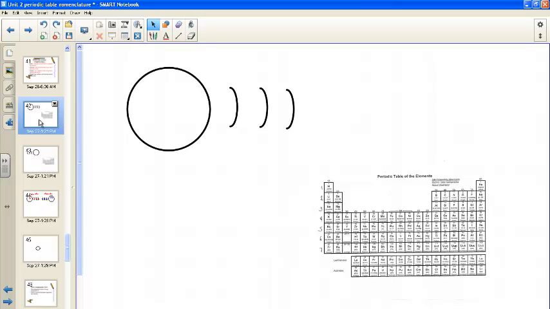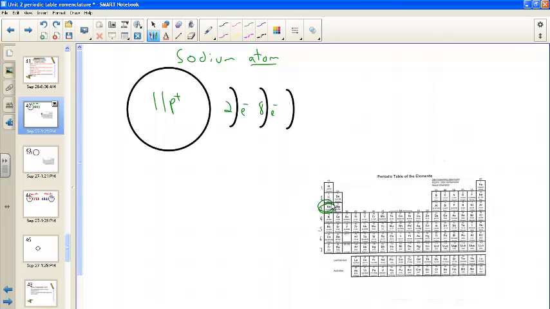So as I look, I need to deal with the sodium atom. First I have to find sodium on the chart and see that it has 11 protons. Now I'm just going to ignore the neutrons for today, and the reason is they really don't play a role in chemical bonding. I do need to pay attention to the electrons because they are extremely important in bonding. So if it's truly an atom and it has 11 protons, that means it also has 11 electrons.